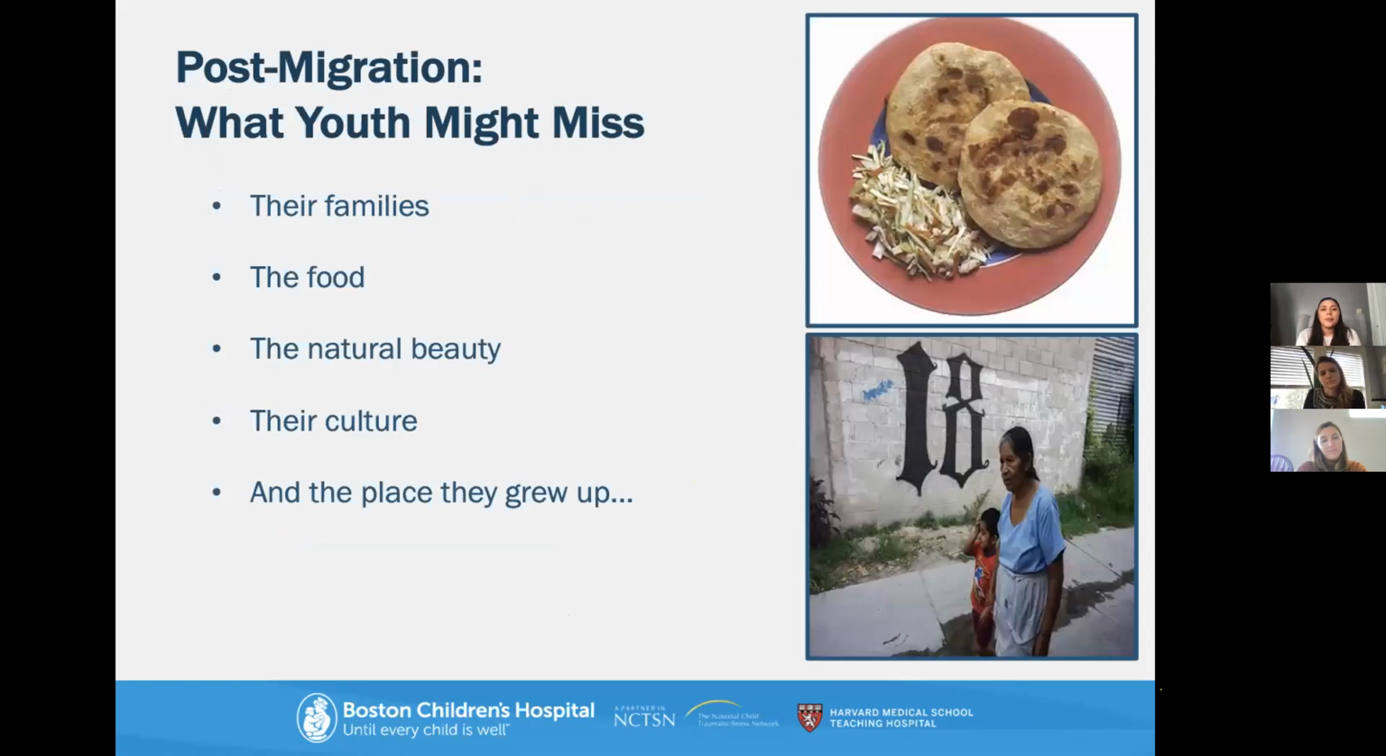And if we talk about what the youth might miss, from my experience and from my siblings' experience, because my two sisters are here with me as well, we miss our family. We miss food, the natural beauty, the country, the culture, and the place that we grew up. Every single Friday night, we have a taco night with my family. And we always talk about going back all together, but we can't.